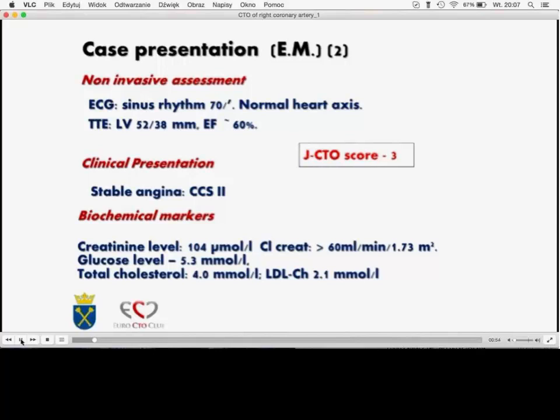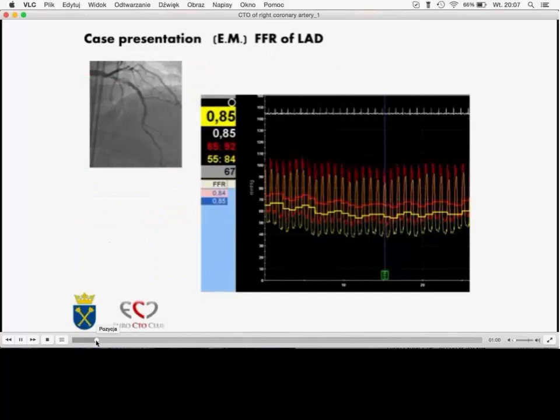Did he have a previous stent in the same vessel? He had the previous attempt in the other cath lab. He had, as you see, a stenosis in the middle of the LAD, but we performed FFR of the stenosis to be sure that it's not critical, and FFR was 0.85. So it was not critical. And we will see the angio in a few minutes.